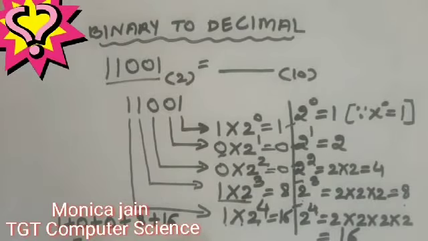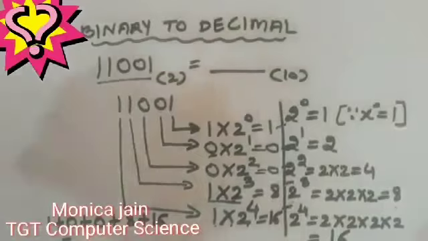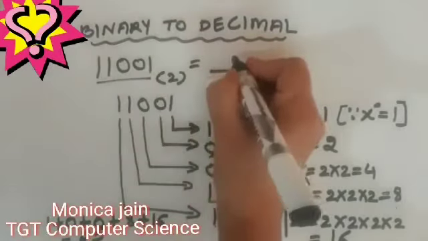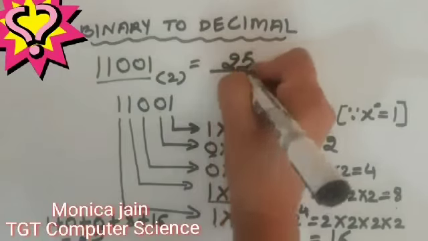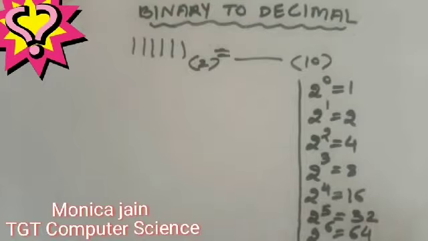We get 25. We will do normal decimal addition. So the answer obtained will be 1 plus 8 plus 16, that is 25. Therefore 1 1 0 0 1 to the base 2 will be equal to 25 to the base 10. Now let's take another example. Here we are taking 6 digits. 1 1 1 1 1 1 to the base 2 is equal to dash to the base 10.